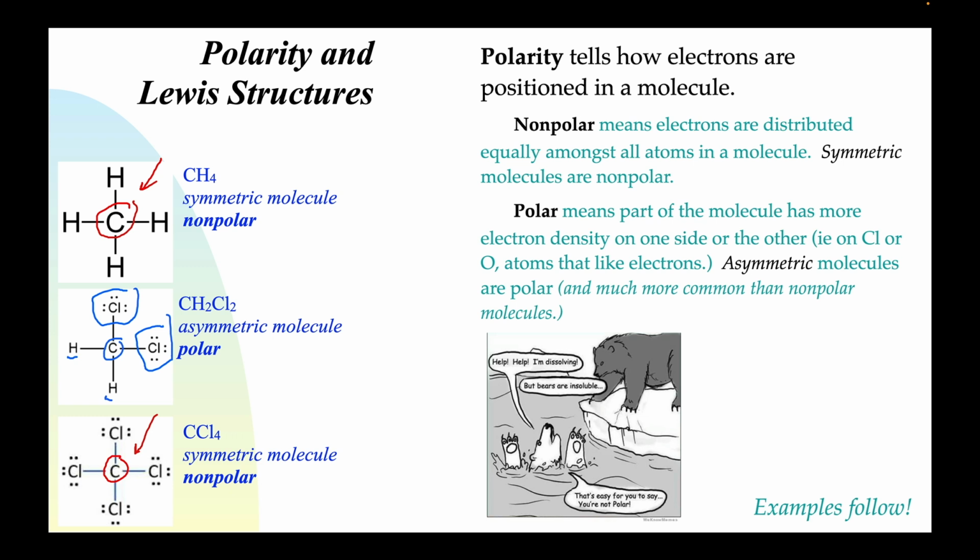That would be an asymmetric distribution. You don't have the same kind of atoms. So if you don't have the same kind of atoms all the way around the molecule, you can basically assume it's going to be polar. So at this point, let's do some examples. I'm going to do 3 examples of Lewis structures and how to interpret it using VSEPR geometry and that sheet, and we'll also talk about polarity and stuff like that.